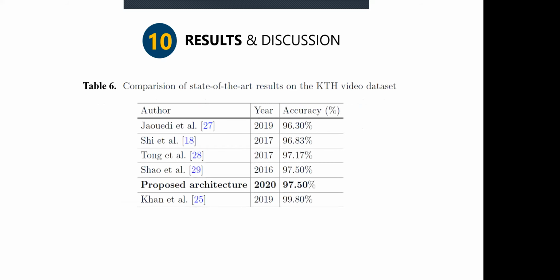Comparing the results to state-of-the-art results on the KTH dataset, the accuracy comes in second, which was tied with the accuracy obtained by the work done by Shao and others. Khan and others produced an accuracy of 99.8%, which is the current state-of-the-art result on the KTH video dataset.